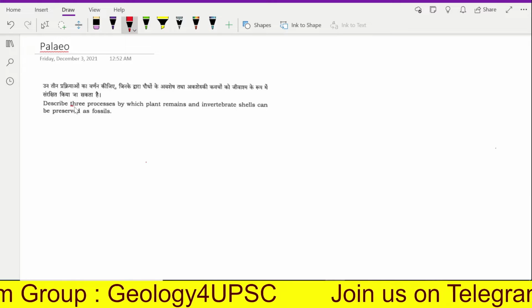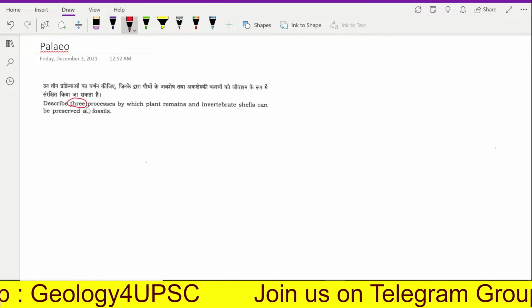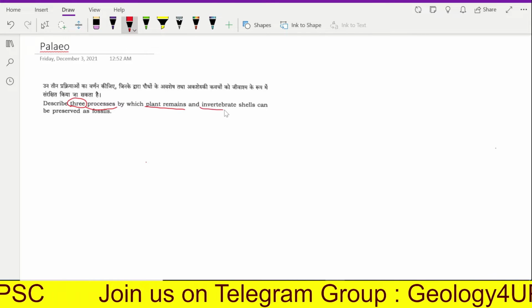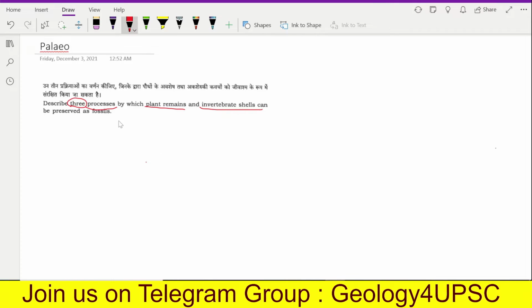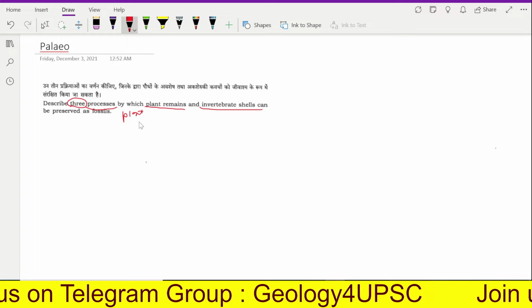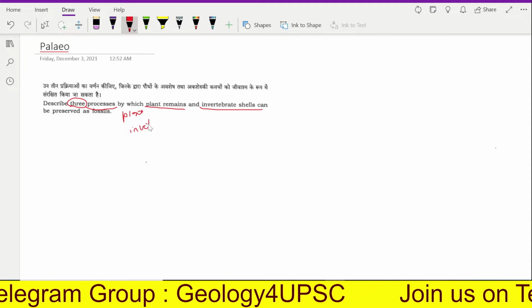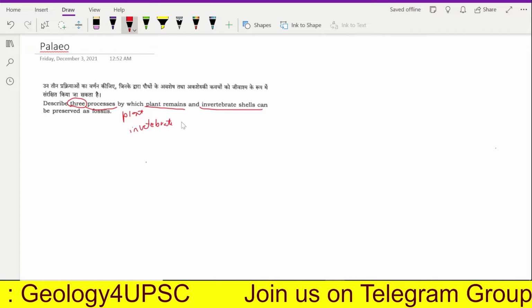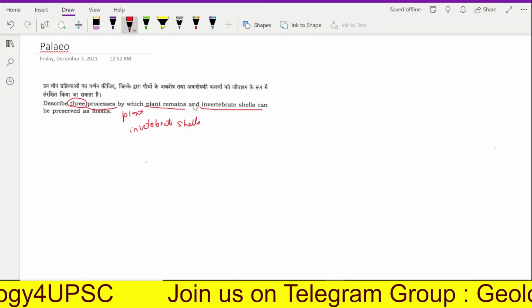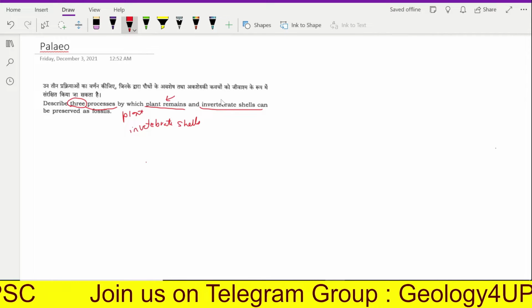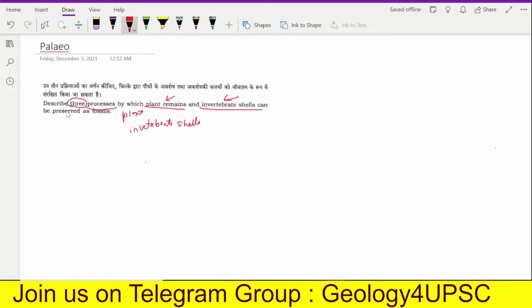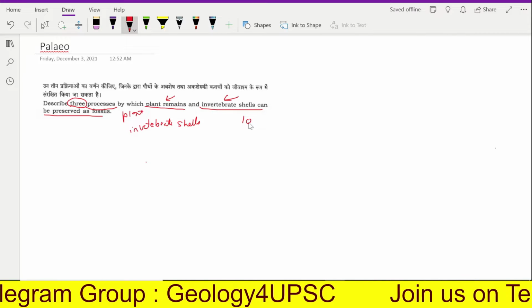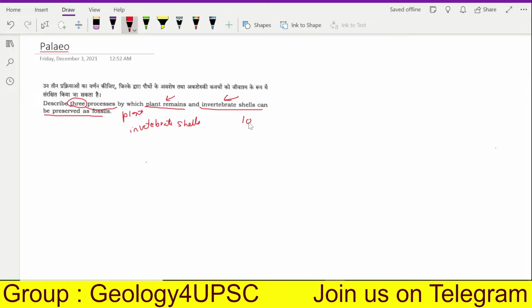So we have to describe three processes by which plant remains and invertebrate shells can be preserved. What are the keywords here? The keywords are plant remains and invertebrate shells. The question is very specific. You have to talk about plant remains and invertebrate shells, and how they are preserved as fossils. This is a 10 marker question, so we'll restrict it to about 150 words and about one page of the answer sheet.